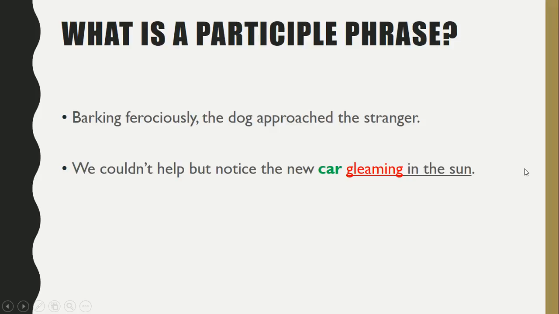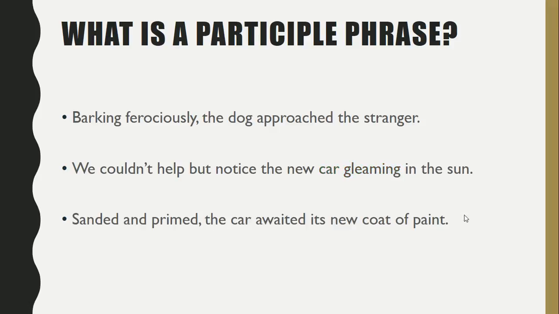Participles don't always end in ing. They can be past tense. So sanded and primed, those are past tense, past participles. And in this case, they are modifying the car. Sanded and primed, comma, the car awaited its new coat of paint.